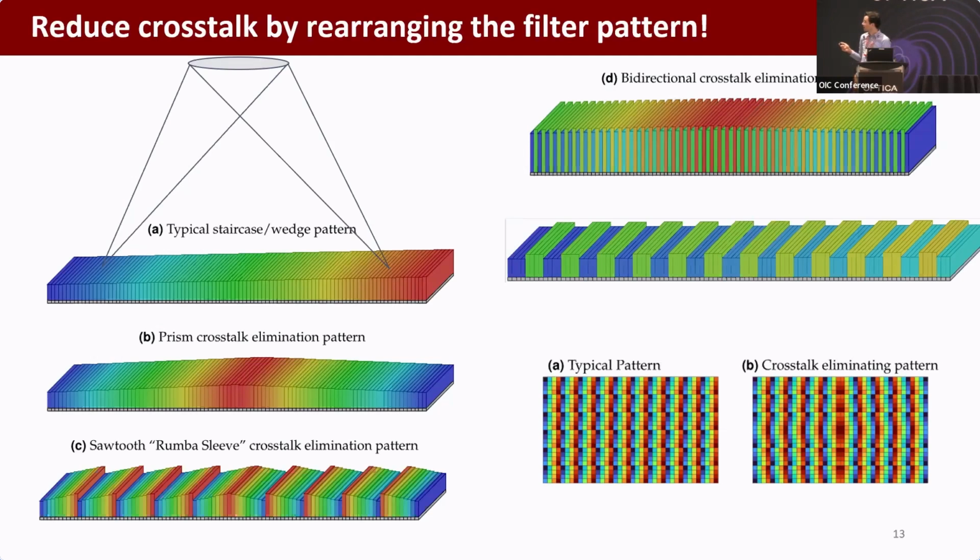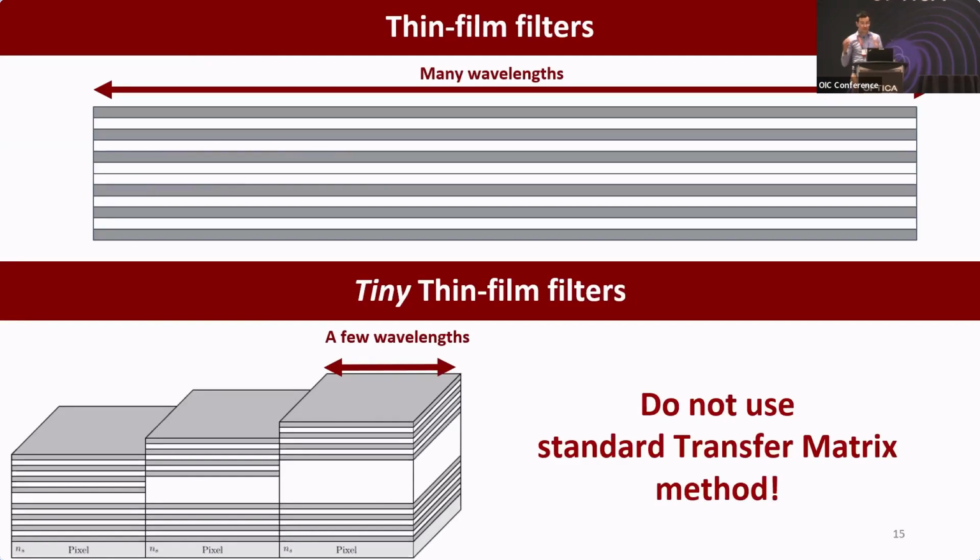So in conclusion, if you have thin film filters on large areas, which is the majority of the applications, use the thin film transfer matrix method. It works fine. If you use tiny thin film filters, be careful.